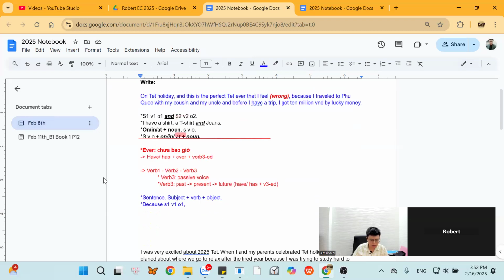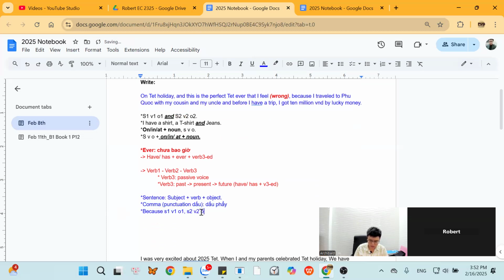Comma. All right. So here I have this word, comma. This is punctuation. It means dấu phẩy in English. This is a comma. Because, subject verb, and then subject verb. So here, if you want to use because, you need to have two sentences. And between the two sentences, we have a comma like this, punctuation. So please look at your sentence.